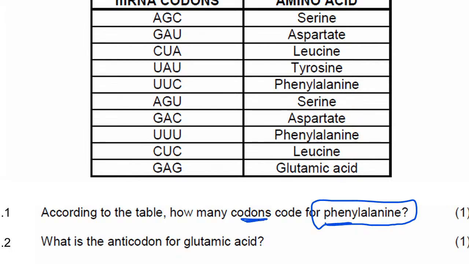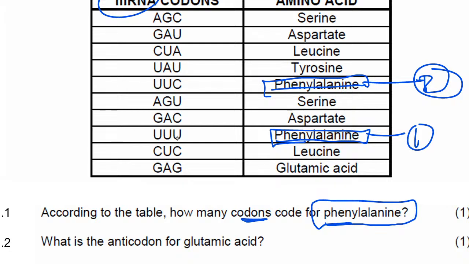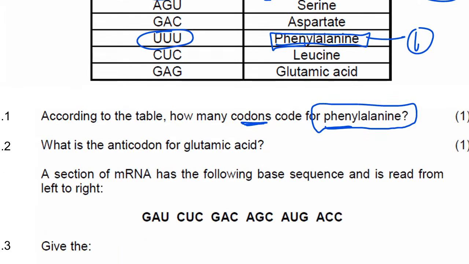So we need to find out which one is phenylalanine. They're saying codons. This is messenger, so automatically, you have this phenylalanine, that's one, and then you have this phenylalanine, that is two. Is there any other phenylalanine? No. So it means that you have one, and I also have two. Is there any other phenylalanine? No. So our answer is going to be 2.